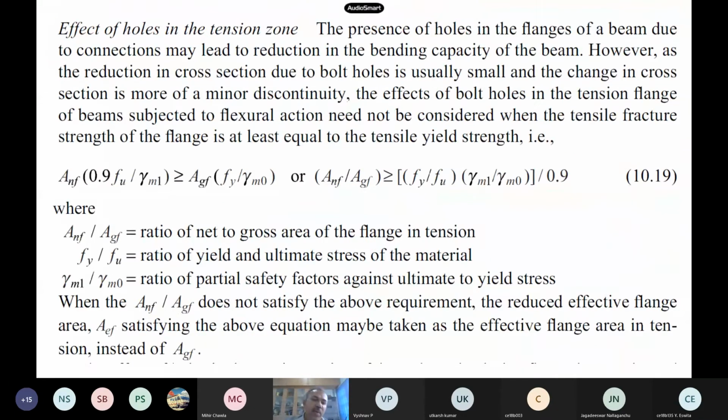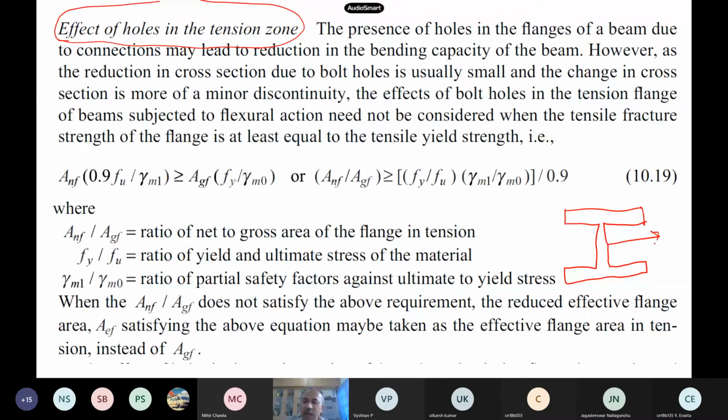And now sometimes in the beams, you may have holes in the tension zone. You followed? So when you have the flanges, the assumption here is like this. In the I section, you have a shear force and bending moment. The web carries the shear force. The web is responsible for shear, and the bending moment is resisted by the flanges. So they are the ones which resist the bending moment. The web comes in for the shear.